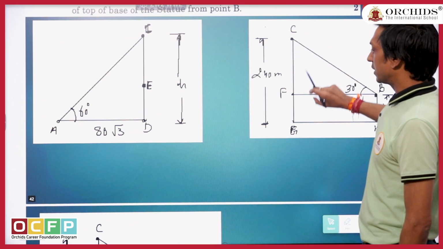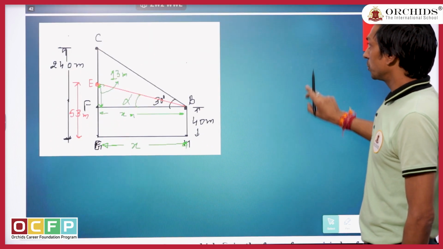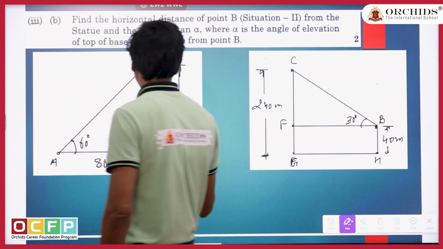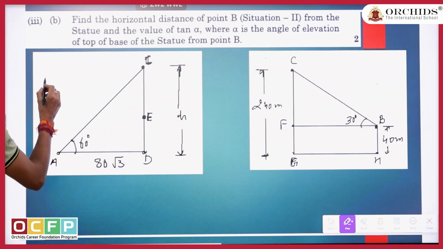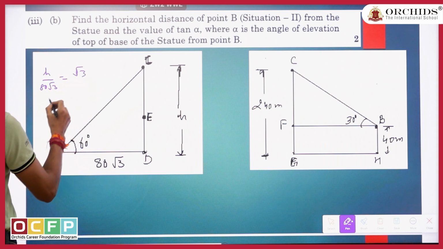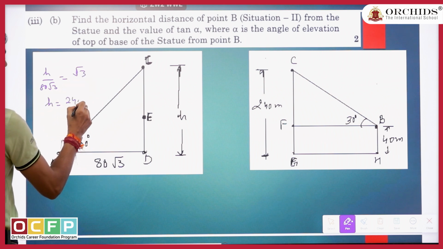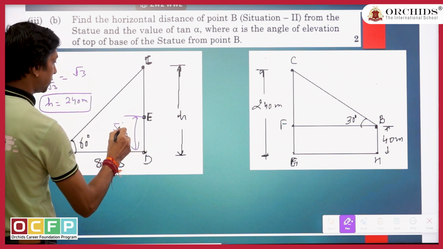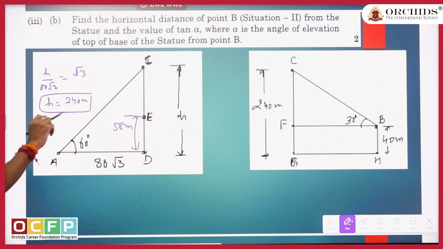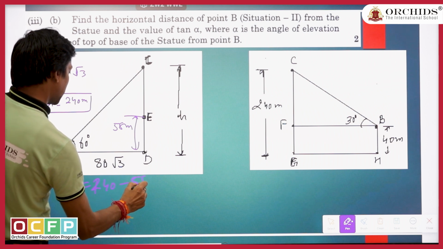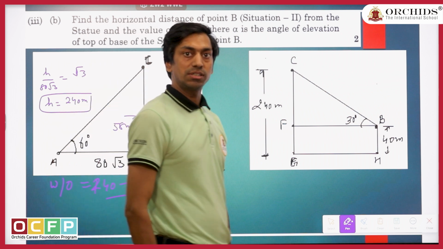So based upon situation number 1, we can find out the height of the statue. We have to apply perpendicular upon base: h upon 80 root 3 is equal to tan 60, and tan 60 is root 3. From there, the height of the statue with base is 240 meter, and the base height itself is given as 58 meter. So you have to subtract the height. Without base, the height of the statue will become 240 minus 58. You will get the height of the statue without the base.